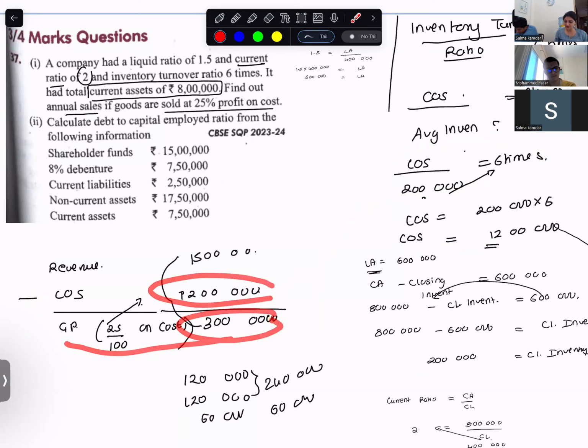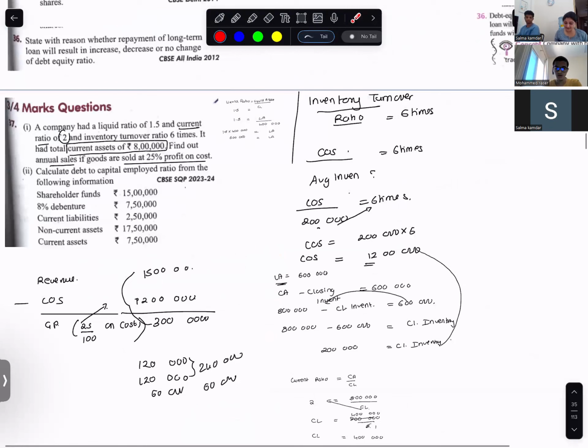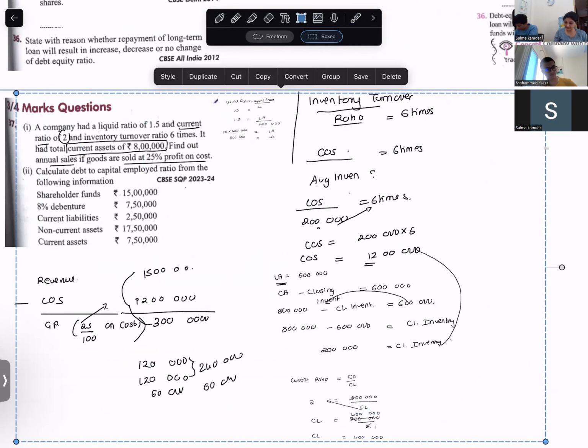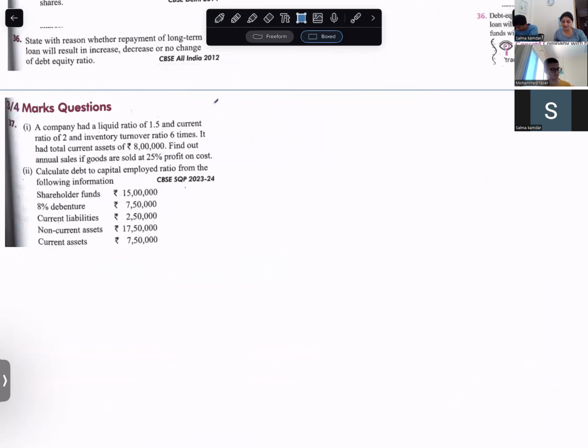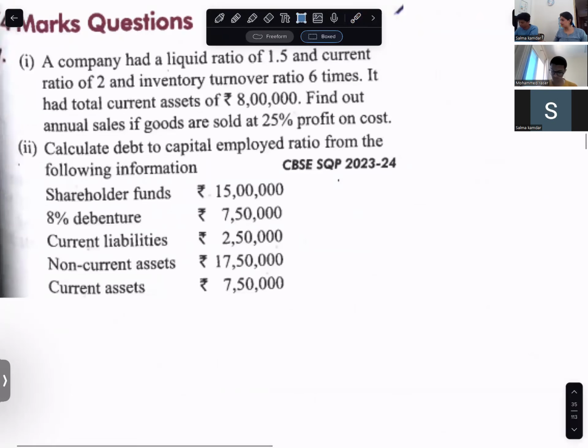I have to find revenue. So I'll go in reverse. 3 plus 12 is equal to 15. Okay, I understood. With this, I complete the first part of question number 37. Let's go to the next part.